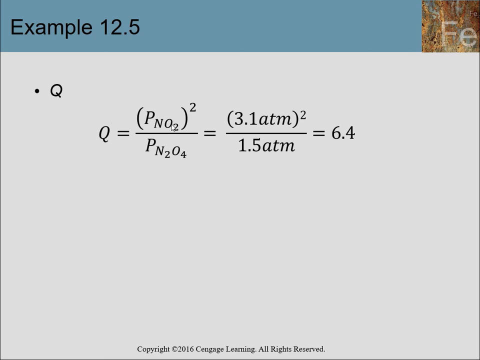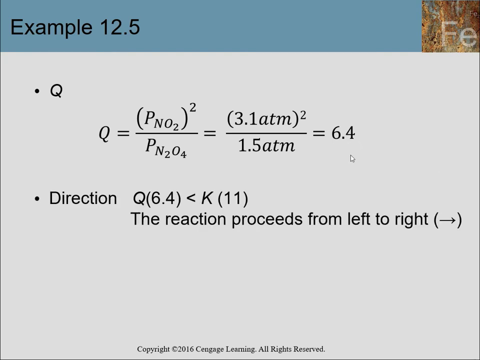So it's nitrogen dioxide squared over dinitrogen tetroxide to the first. Put the numbers in, I get 6.4. Now, I need to compare. I know that 6.4 is less than 11. My Q is less than my KEQ. So I know that I have to proceed from left to right. So as a result of this reaction, if I had to put my pluses and minuses in, my pluses would be on the right-hand side and my minuses would be on the left-hand side.